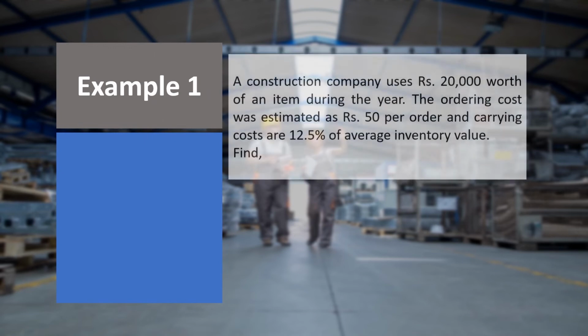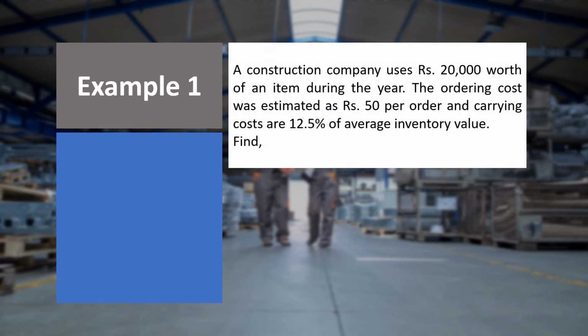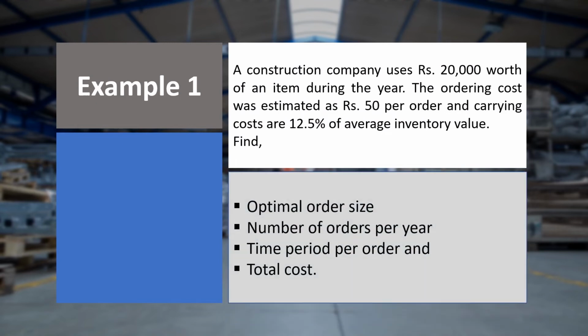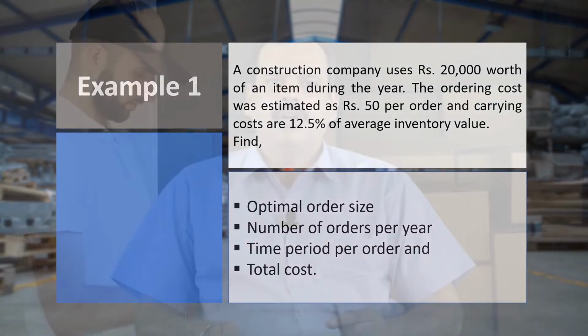A construction company uses rupees 20,000 worth of an item during the year. The ordering cost was estimated as rupees 50 per order, and carrying cost was estimated as 12.5% of the average inventory held, or average inventory value. You need to calculate: first, the optimal order size; second, the number of orders per year; third, the time period per order; and fourth, the total inventory related cost.